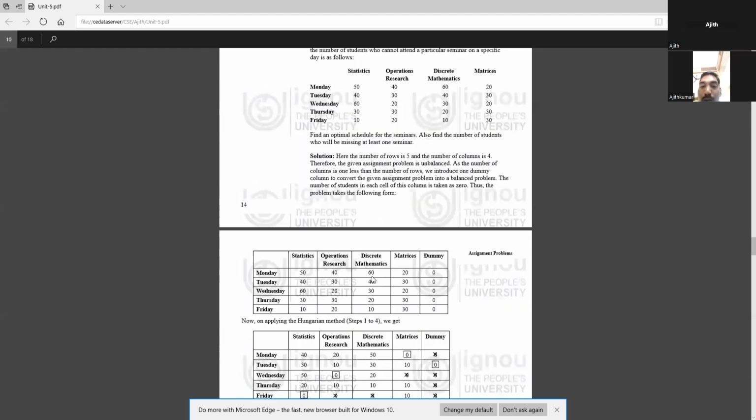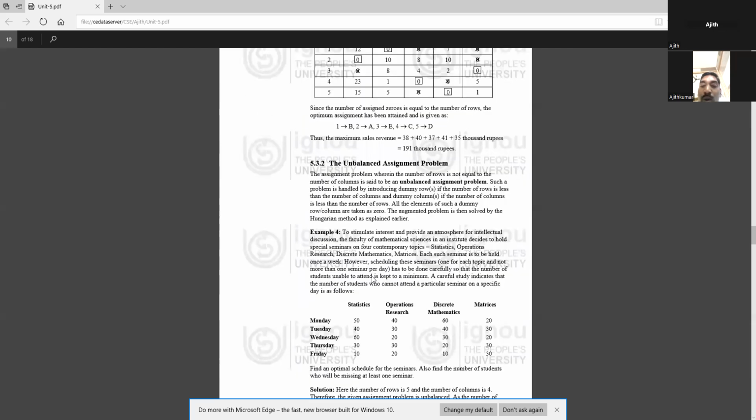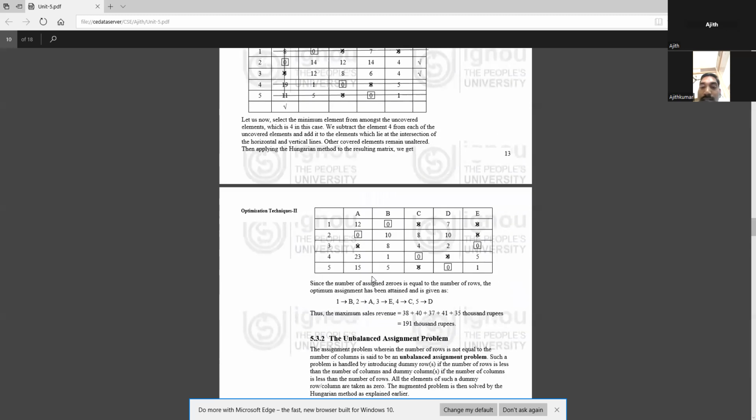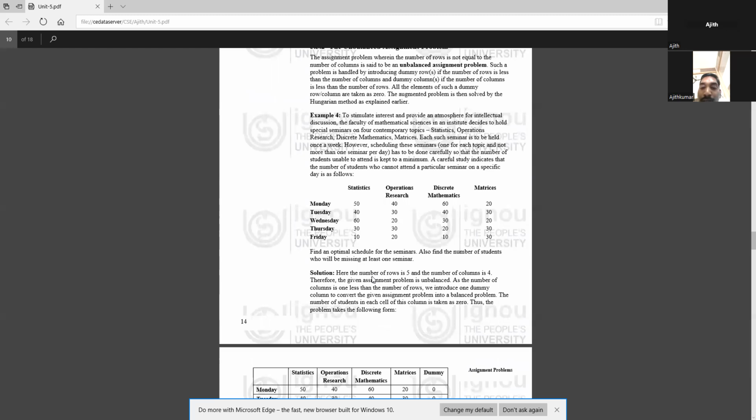So this is a problem of an unbalanced assignment problem. The above three problems were given only row wise, column wise, simulated problems, but here we have to deal with unbalanced problems. In that unbalanced problem, here 5 rows are there, only 4 columns are there. So the given problem is unbalanced. So first we add dummy rows or dummy columns on the corresponding column.